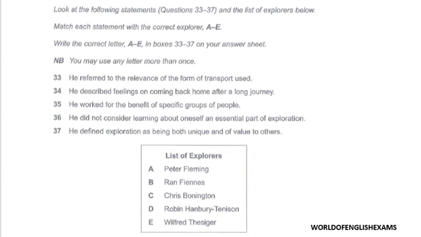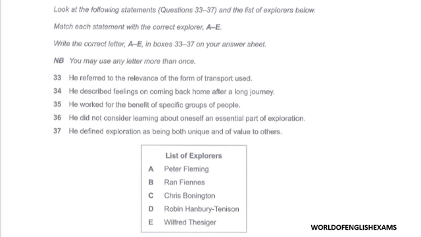Now we are going to read all the sentences. Yes, you got the point right. We are going to read all the sentences and then answer the questions. Try to understand the meaning because synonyms are very important. He referred, who is that he? We are supposed to find. He referred to a relevance to the form of transport used. So this particular explorer is referring to kinds of transport. Different means of transport, it could be two-wheelers or four-wheelers, cars, buses, and using animals, something like that. So he is talking about transport. Your clue here is transport.